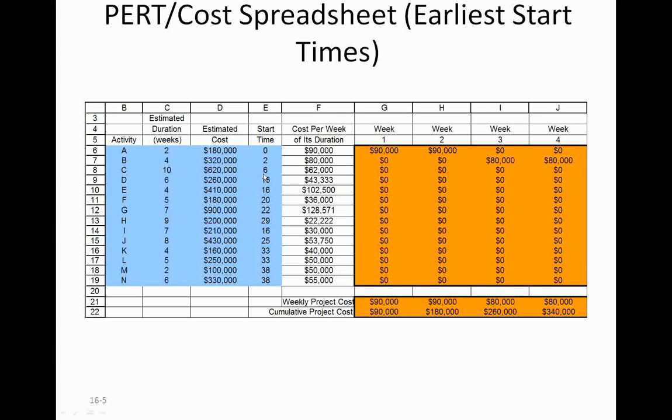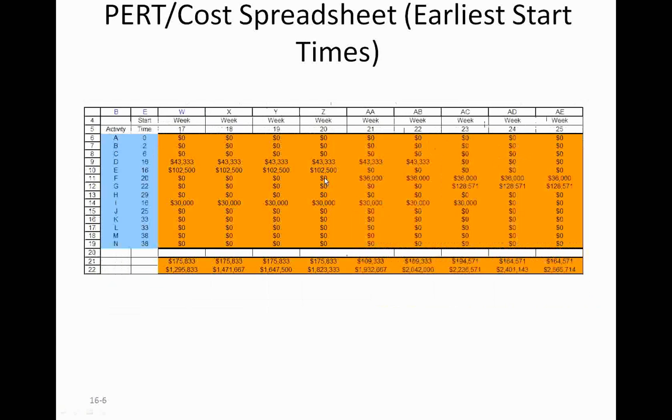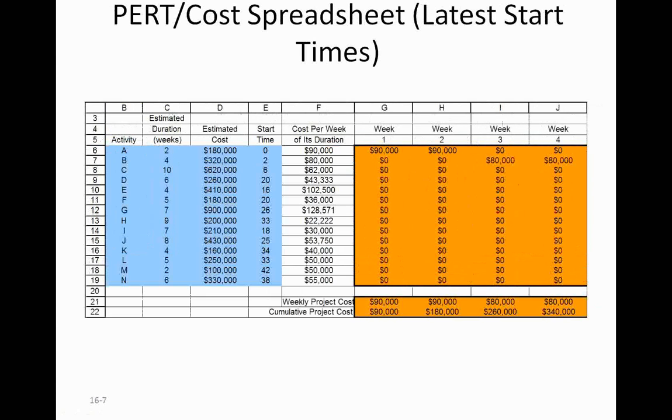So likewise for activity C, its start time is 6th. That is end of 6 weeks, beginning of the 7th week. So as I said, I am not going to go through each one of them because this is going to last for 44 weeks. Okay, a big spreadsheet. What I want to show you is the late start again for the first few weeks.